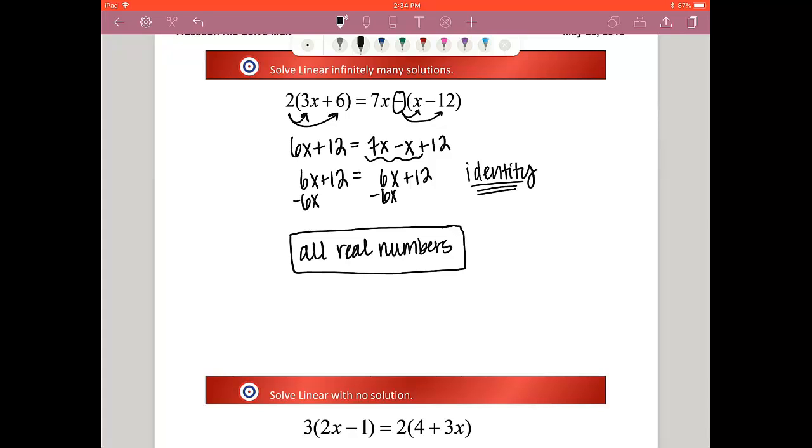Sometimes it's not very clear to see this, or we end up continuing to solve until we don't have any variables left. And when you have a true statement with no variables, 12 equals 12, 0 equals 0, 8 equals 8. When you have a true statement with no variables, your solution includes all real numbers.